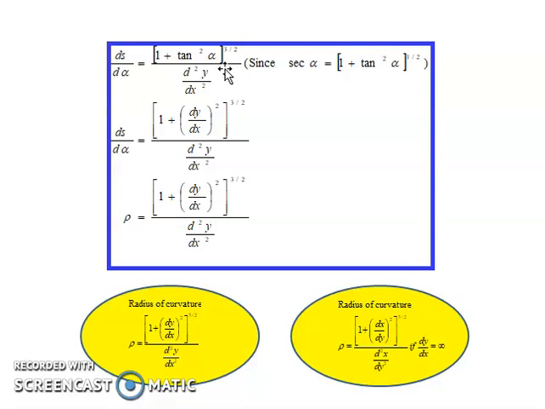Tan squared alpha is dy by dx the whole square. Thereby the formula for radius of curvature is 1 plus dy by dx the whole square, the whole part 3 by 2, divided by d squared y by dx squared. So when dy by dx tends to infinity, the formula is changed as rho is equal to 1 plus dx by dy the whole square, the whole part 3 by 2, divided by d squared x by dy squared.